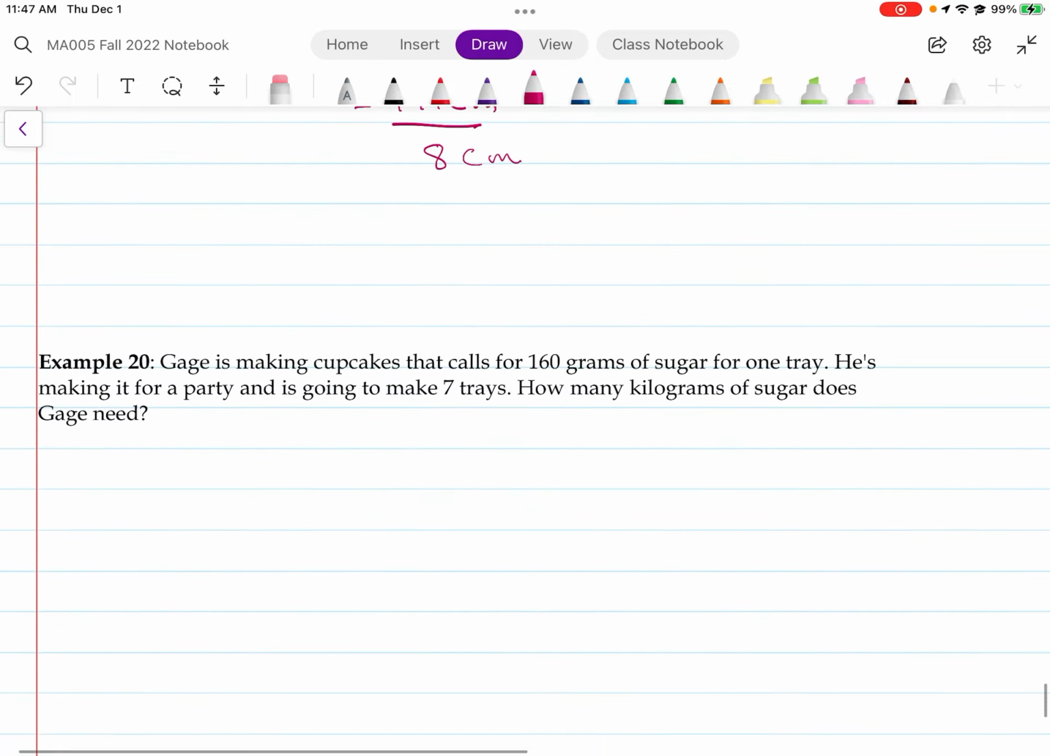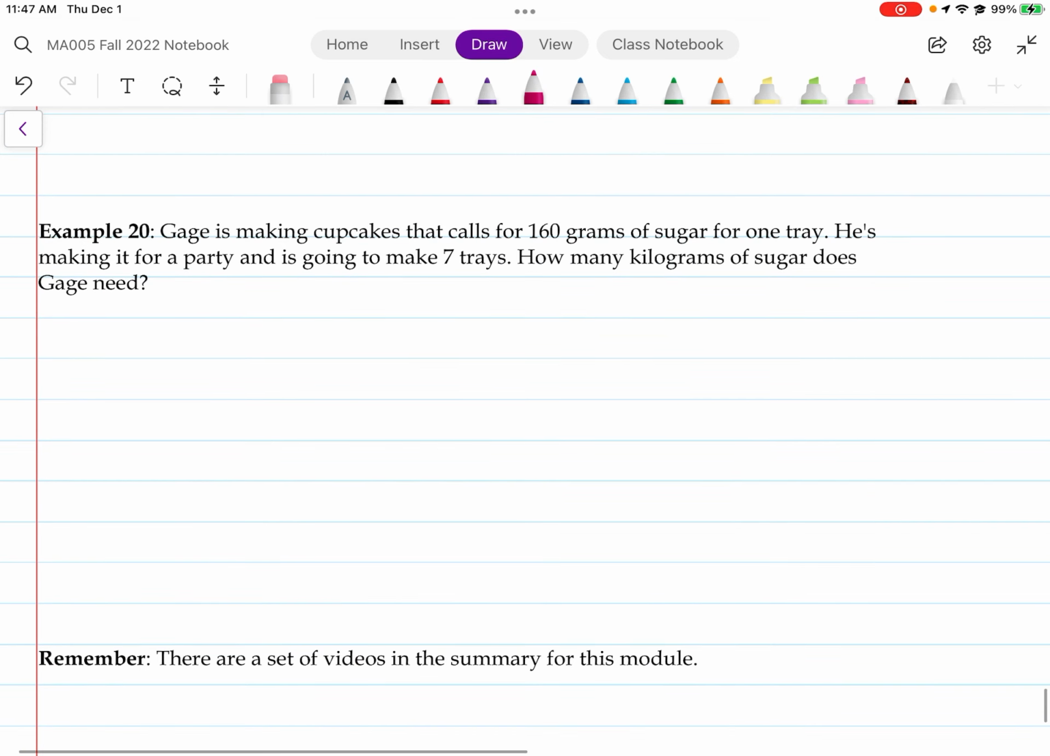All right, let's try the last one. Gage is making cupcakes that call for 160 grams of sugar for 1 tray of cupcakes. He's making it for a party, and he's going to make 7 trays. How many kilograms of sugar does Gage need? It's given in grams, but we're supposed to answer in kilograms. And we've got 7 trays.